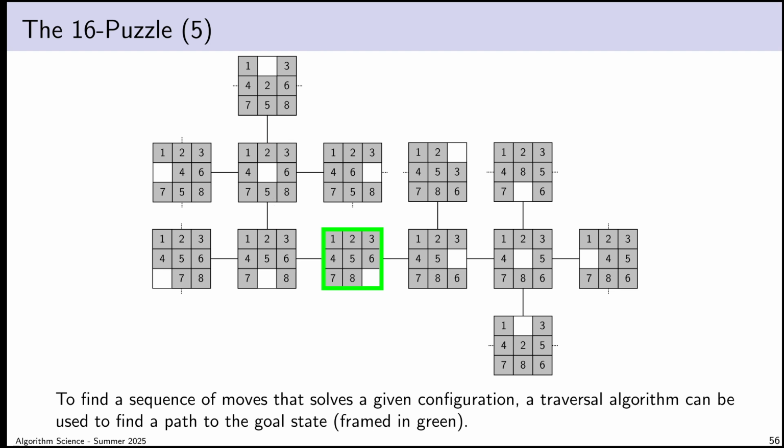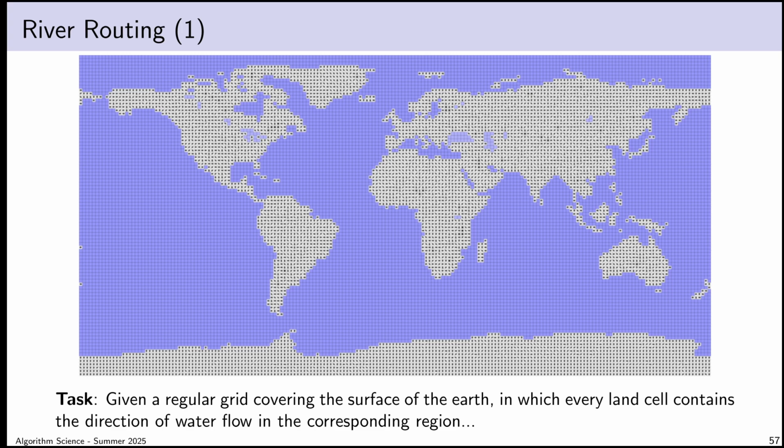So I can observe that this edge here is the move where I take the 2 and push it upwards. Then this edge here is the move where I take the 5 and push it upwards. And finally, this edge here is the move where I take the 8 and move it over to the left. Once I have my path, I could also read it backwards from the goal state to figure out which moves I have to make. And so I can actually solve my sliding tile puzzle using graph traversals.